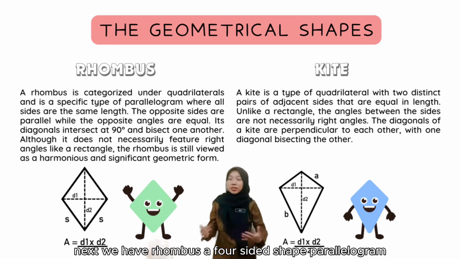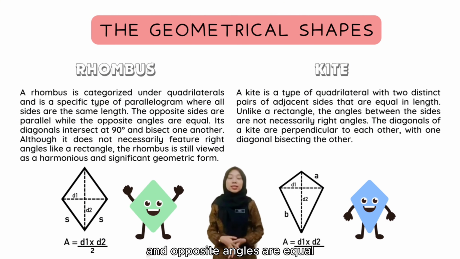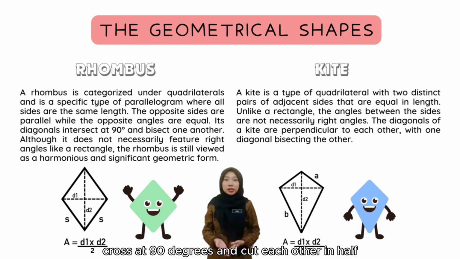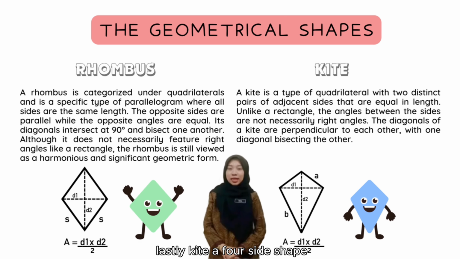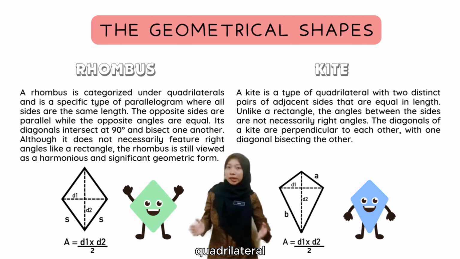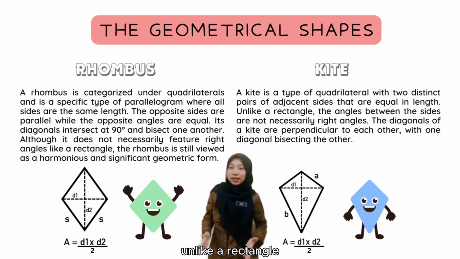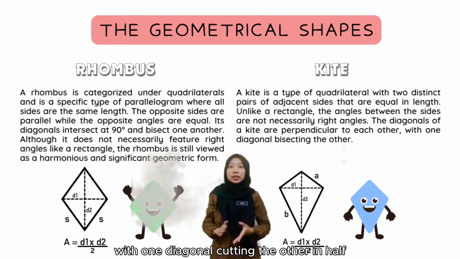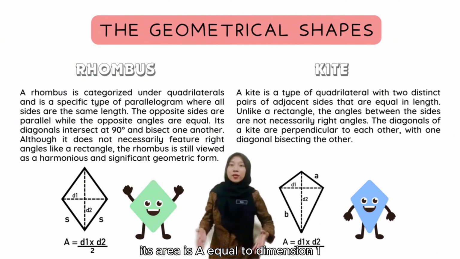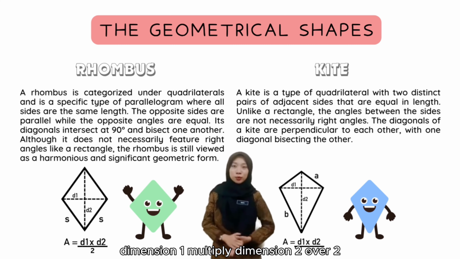Next, we have the rhombus, a four-sided parallelogram where all sides are equal, opposite sides are parallel, and opposite angles are equal. Its diagonals cross at 90 degrees and cut each other in half. Its area is A equals dimension 1 multiplied by dimension 2 over 2. Lastly, the kite, a four-sided quadrilateral with two distinct pairs of equal length adjacent sides. Unlike a rectangle, its angles are not necessarily 90 degrees. Its diagonals are perpendicular, with one diagonal cutting the other in half. Its area is A equals dimension 1 multiplied by dimension 2 over 2.